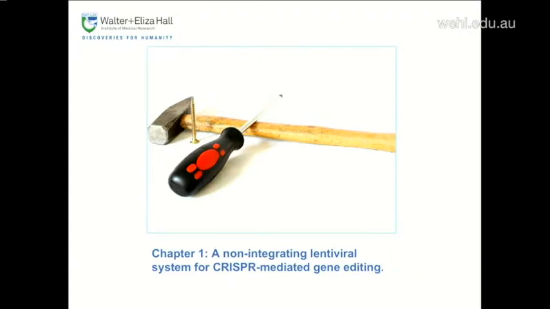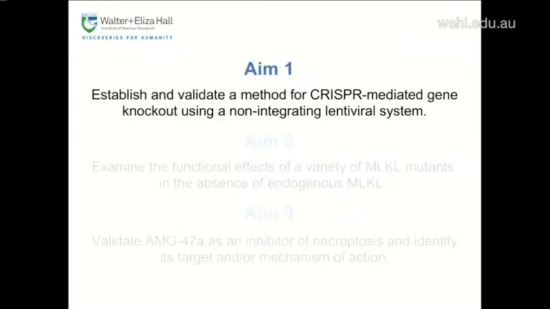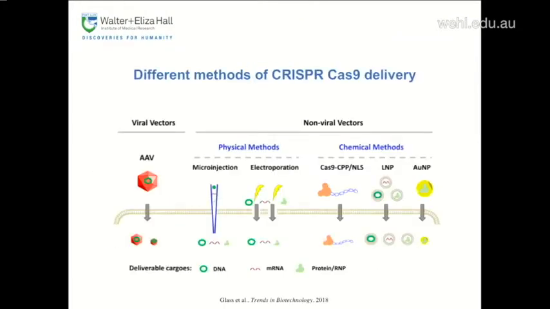All right, so this part of the talk is all about developing tools and making sure you have the right tools. The first thing I want to say is that we've got different methods of getting the CRISPR-Cas9 system into the cell. When considering how to do this, you've got a number of non-viral vectors, but these involve physical and chemical methods, which can be quite harsh on the cells.